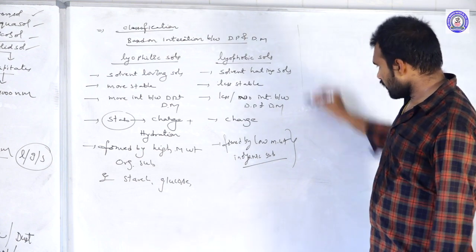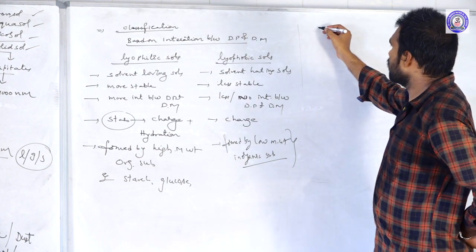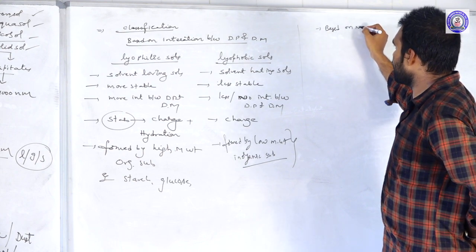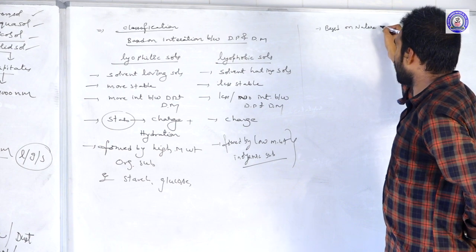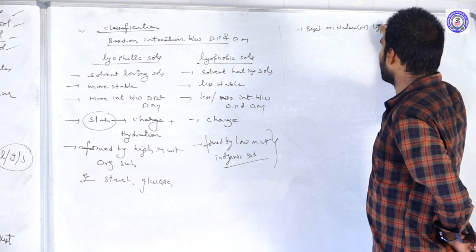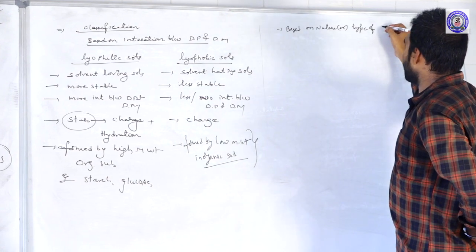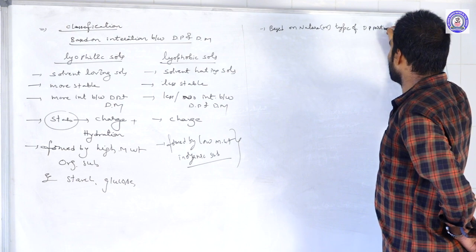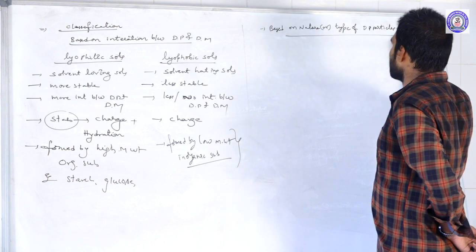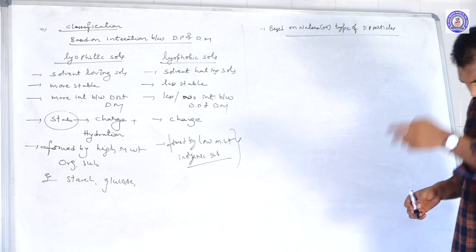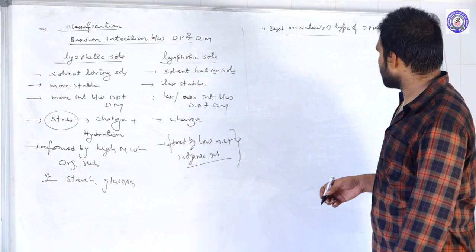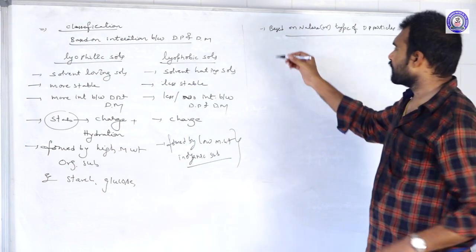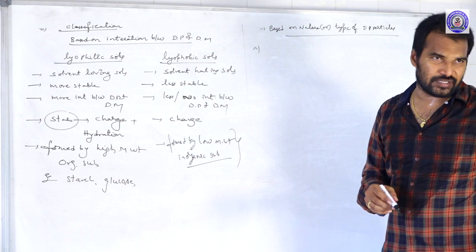Next, classification of colloids based on the nature or type of dp particles, the nature of the dispersed phase particles. Based upon the nature and the type of the dispersed phase particles, there are mainly three types.